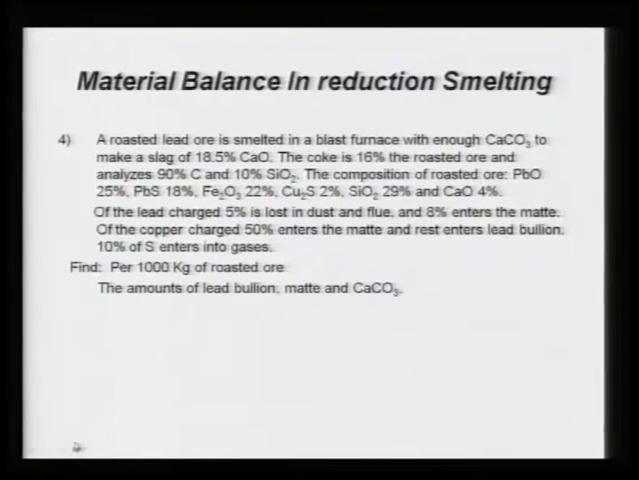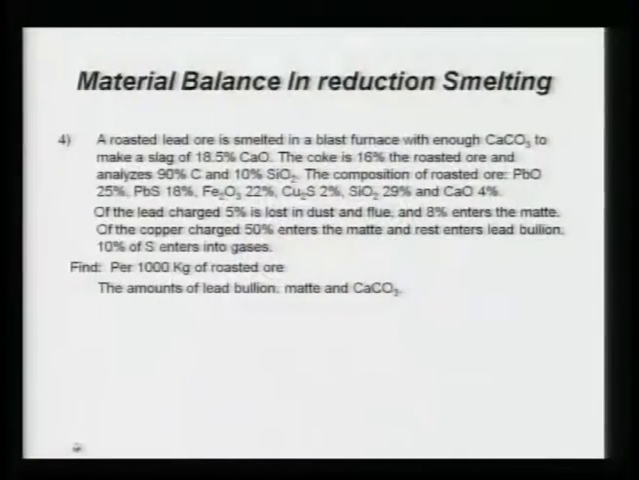Now, you see in earlier problems we said no loss. Now, some losses are also there. So, this problem illustrates that, and 8% enters into the matte. Of the copper charge, 50% enters into the matte and the rest enters with lead bullion. 10% of sulfur enters into gases. Per 1000 kg of roasted ore, you have to calculate amounts of lead bullion, matte and calcium carbonate.